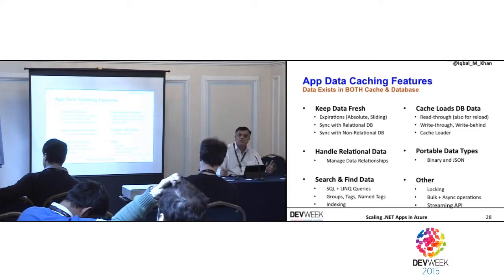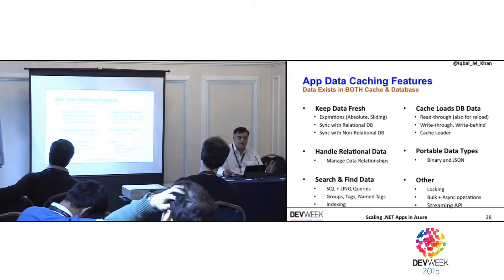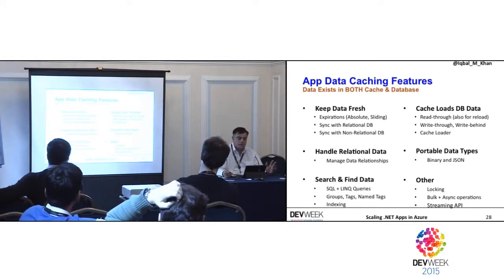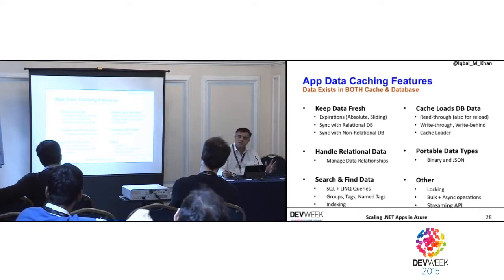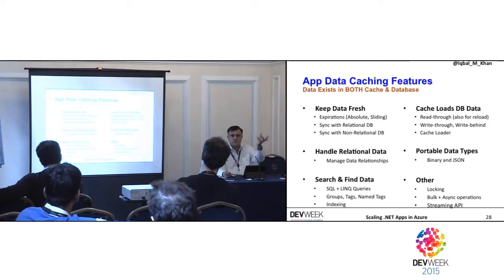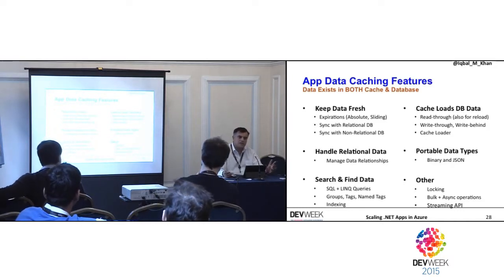If your cache is being used by both .NET and Java applications or multiple languages, then the cache should ideally support portable data types, which is either binary or JSON. JSON has some cost associated with it, because you have to transform it from an object form to a JSON. But if you've got only .NET and Java, then many of the caches have a portable data type binary format, which is super fast. Then there's locking, bulk operations, async operations, streaming API. So those are all the things that application data caching features would need.